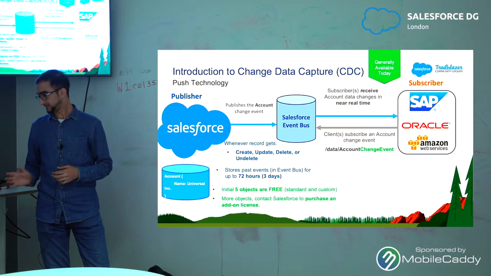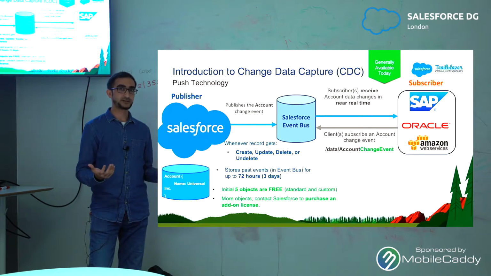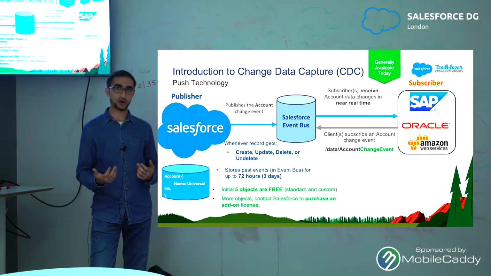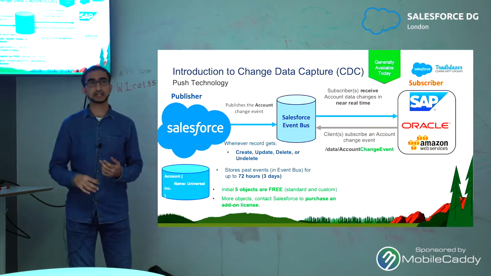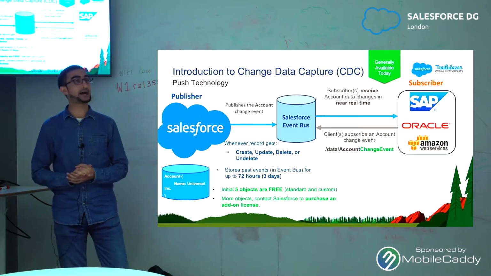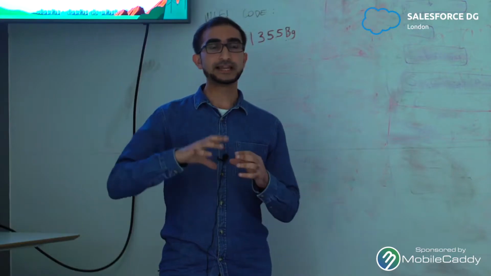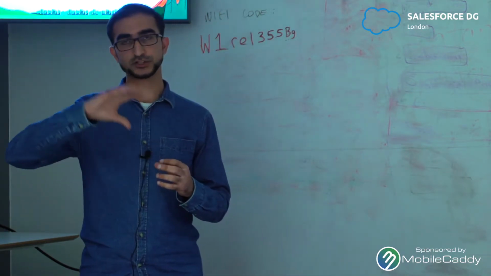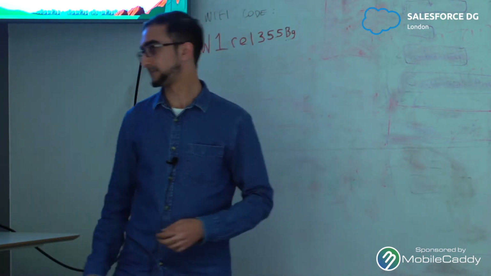A few things I would mention here. With change data capture, the initial 5 objects are free, so you can play with 5 objects, but if you require more objects, then you would need to purchase an add-on license of change data capture. Of course, the add-on license relaxes the limitation of 5 objects to unlimited, and it will also increase the number of change events that can be published by Salesforce to the Salesforce event bus, and from there to the subscribers.